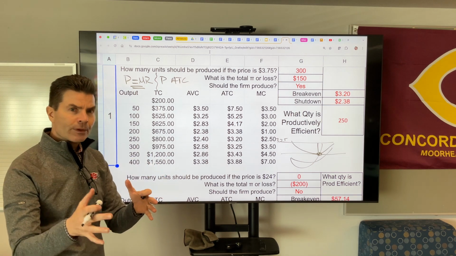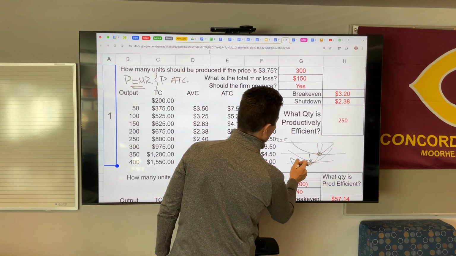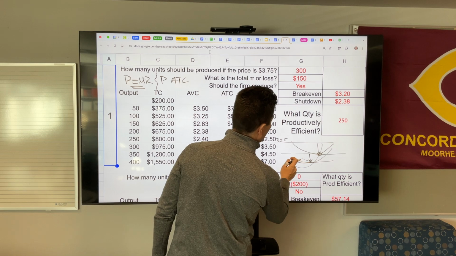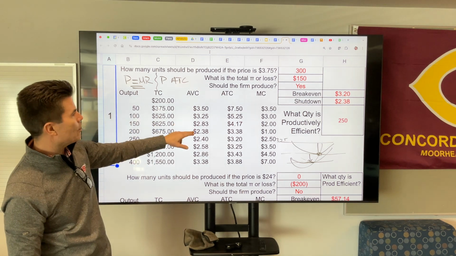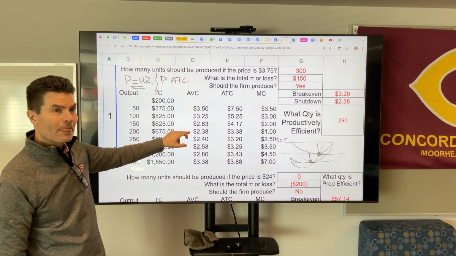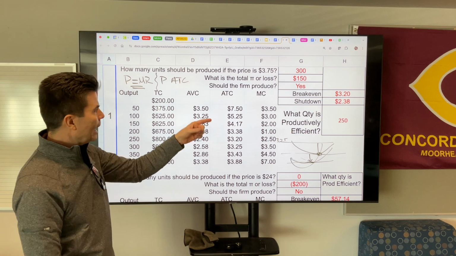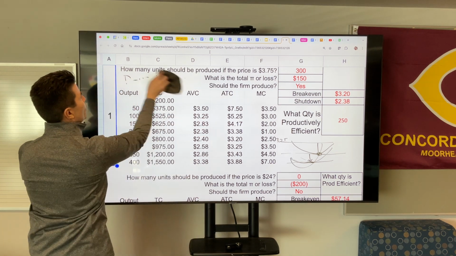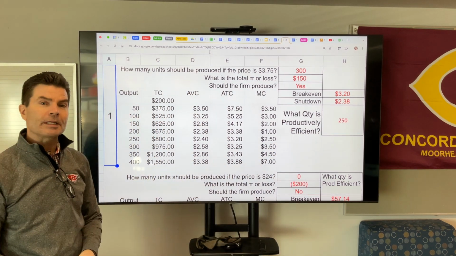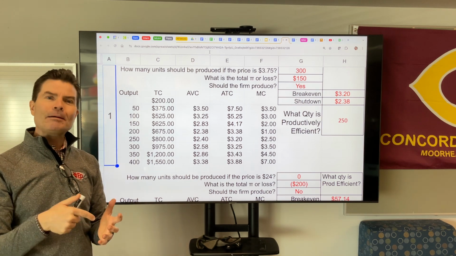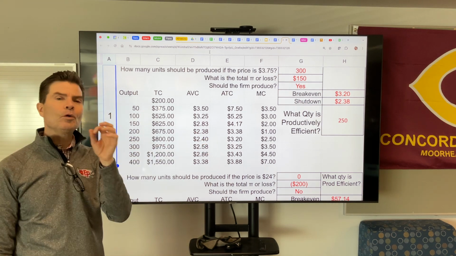Where's the shutdown point? You would shut down if this price drops to the minimum of your AVC. In that case, your minimum of your AVC is $2.38 because that's the lowest point here. So again, we're transferring the learning from before, and now we're applying the learning. And then what quantity is productively efficient? Well, I think that if you hopefully recall from one of the other videos that we have done before or from the class lectures, you are productively efficient if your quantity that you're producing is at the minimum of the ATC. Well, the minimum of the ATC is $3.20, which is a quantity of 250.